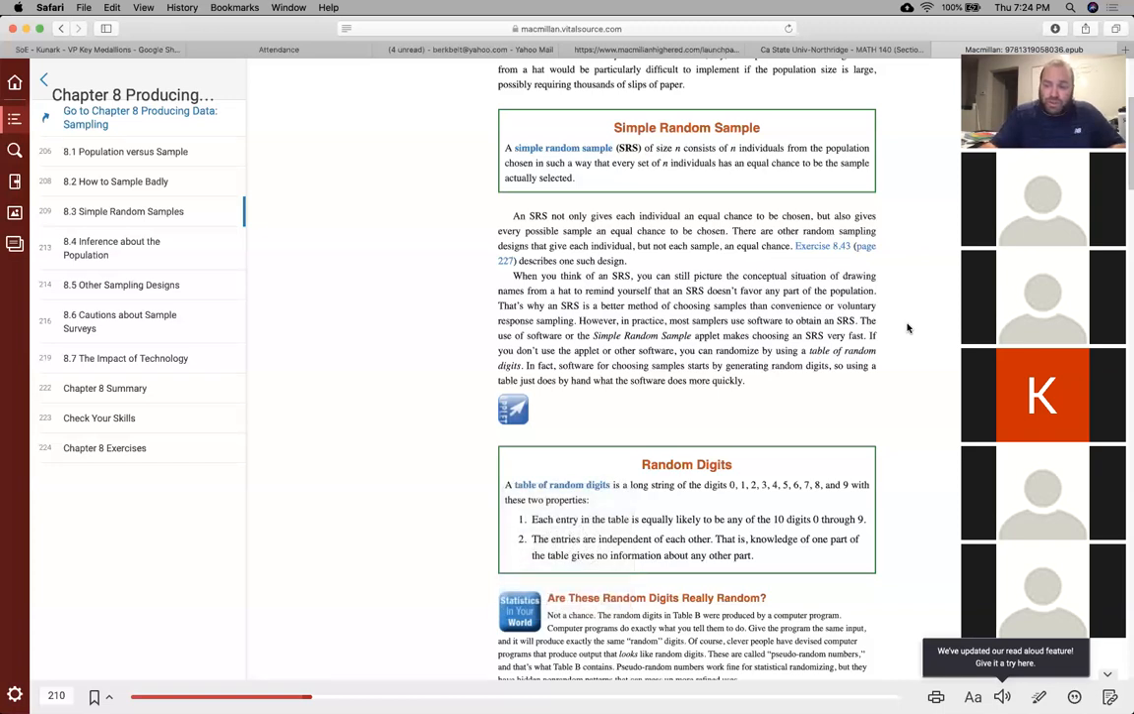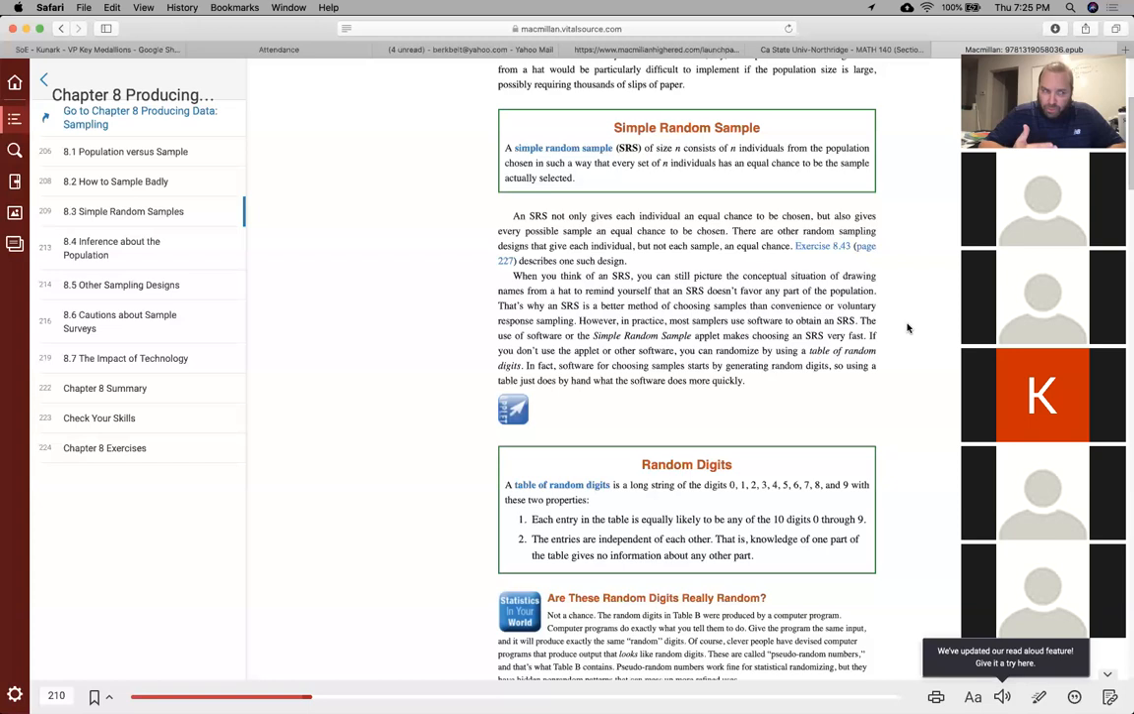Oh no, the reason why it's not an SRS is because if you take 2 from each state, you're not considering the possibility that there could be a different number from each state chosen. You're limiting it to 2 from each state, which means you and me and someone else in this class will never be chosen in that survey, ever.